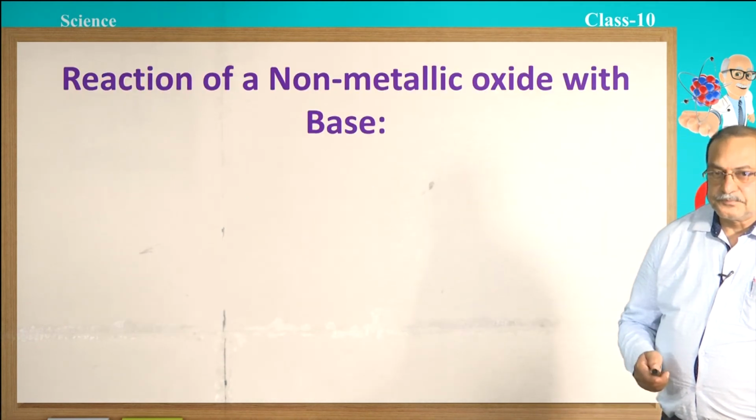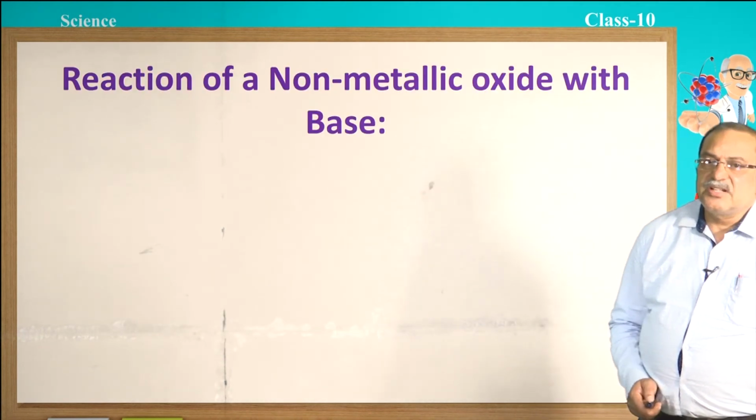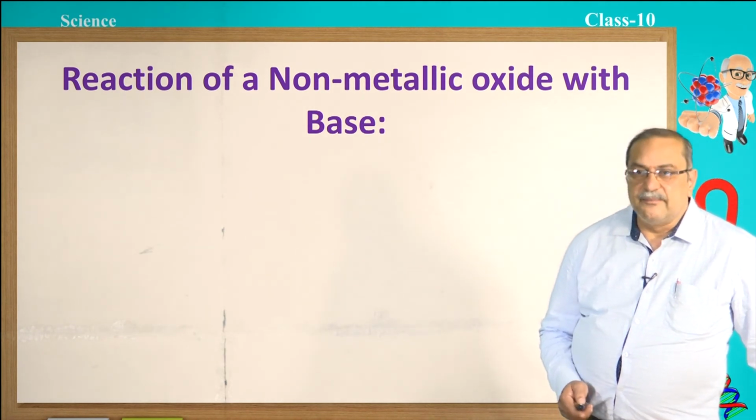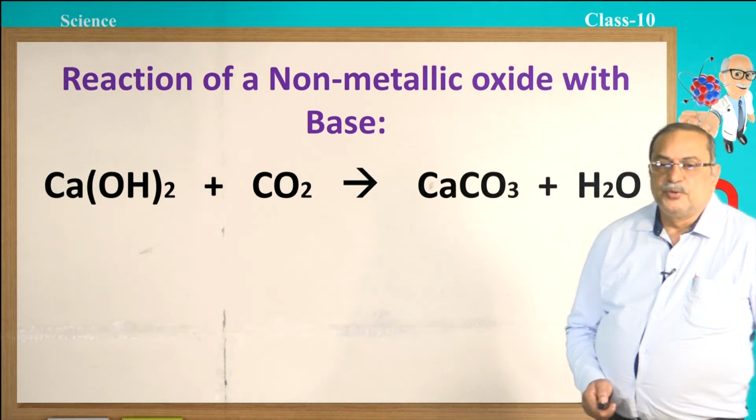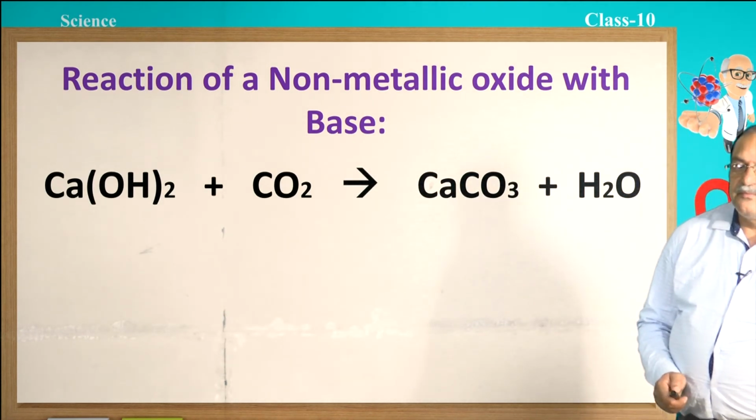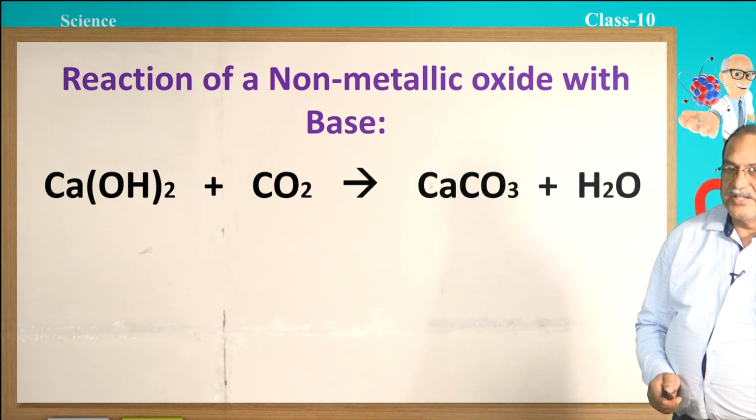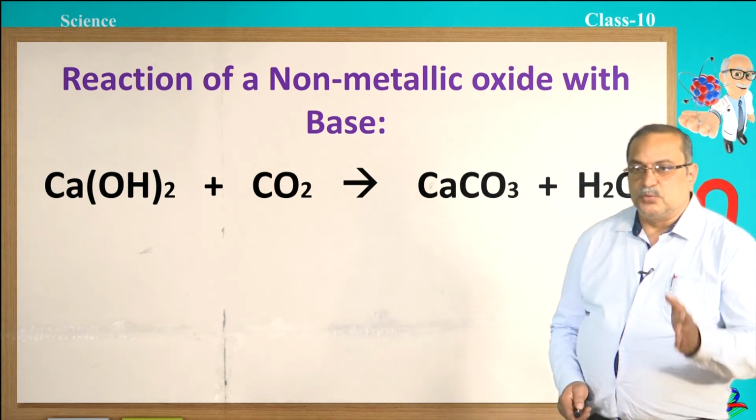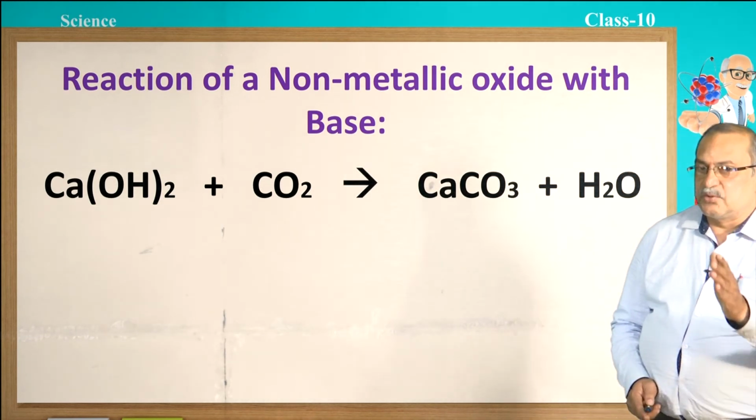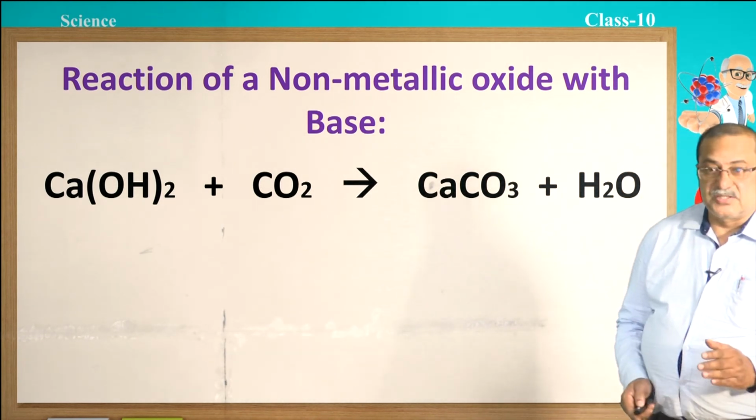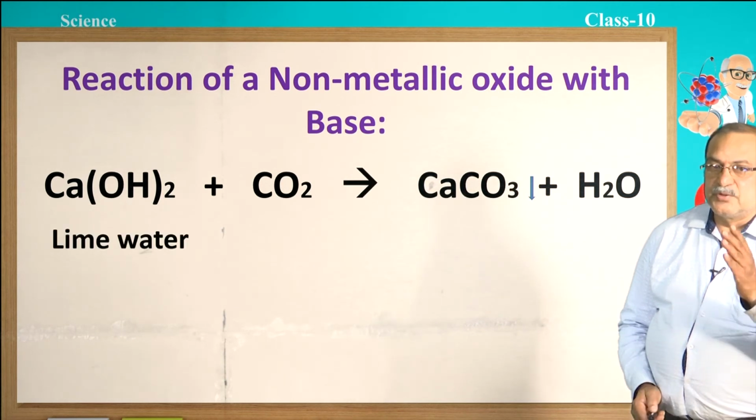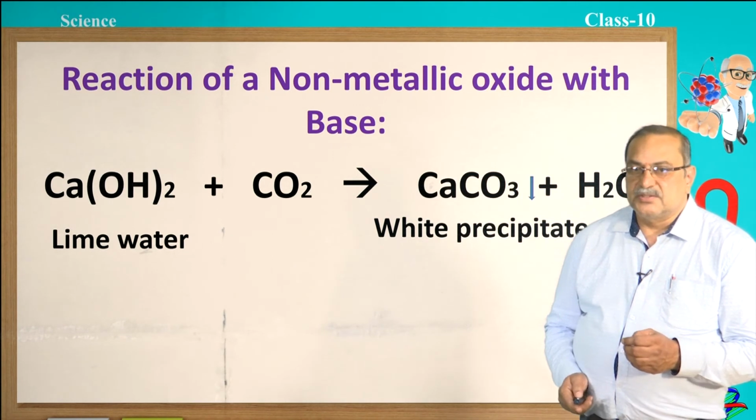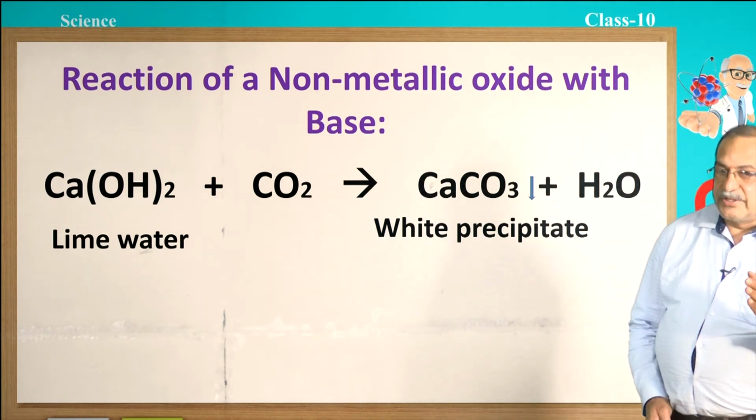Clear now. Next we see the reaction of non-metallic oxide with base, let us see what will happen. So, this is calcium hydroxide, that is Ca(OH)2 plus CO2 gives CaCO3 plus H2O. What is this? We will see. Okay. So, lime water, then a white precipitate is going to be obtained here also. Non-metallic oxide also produces this.